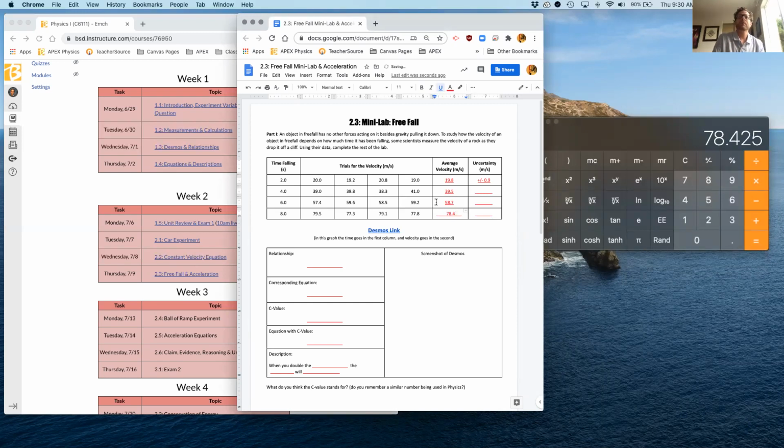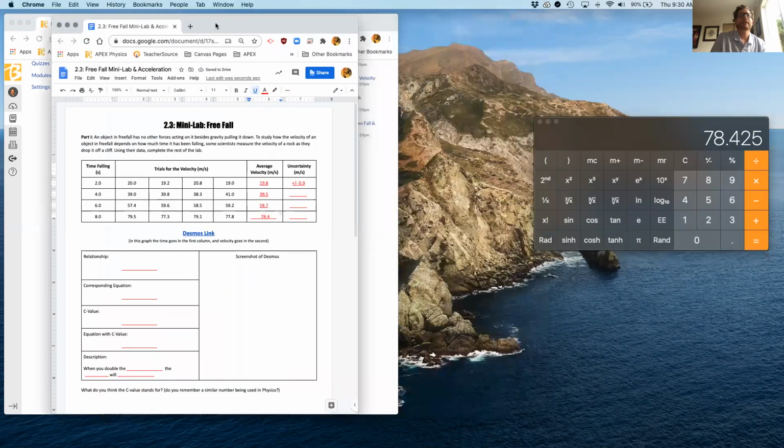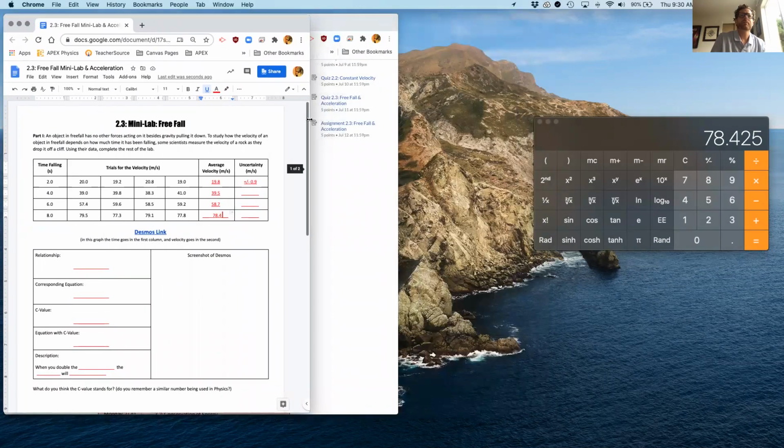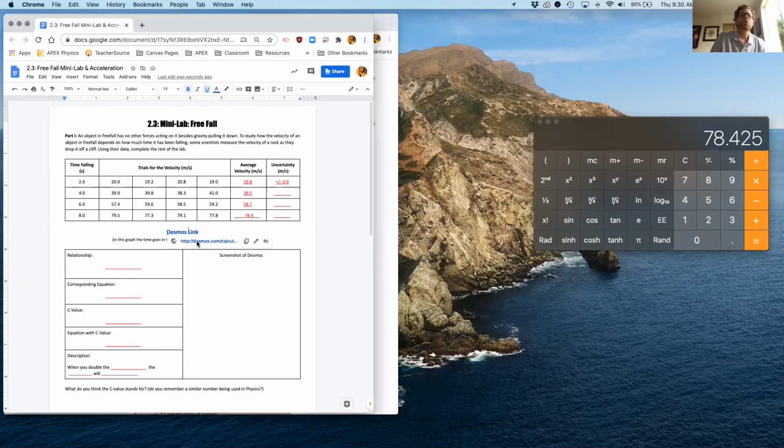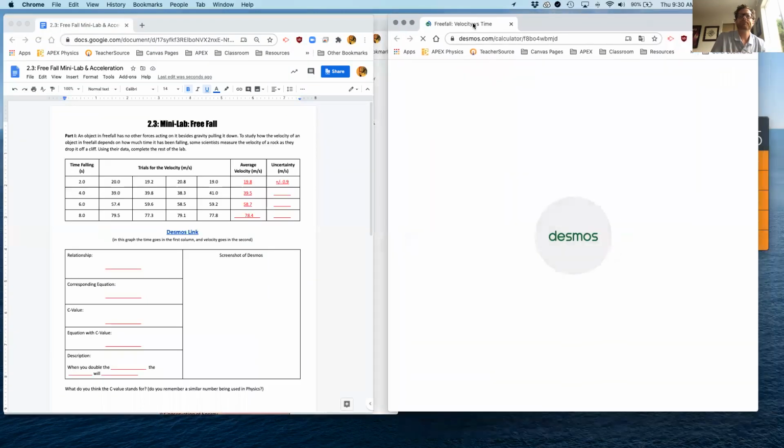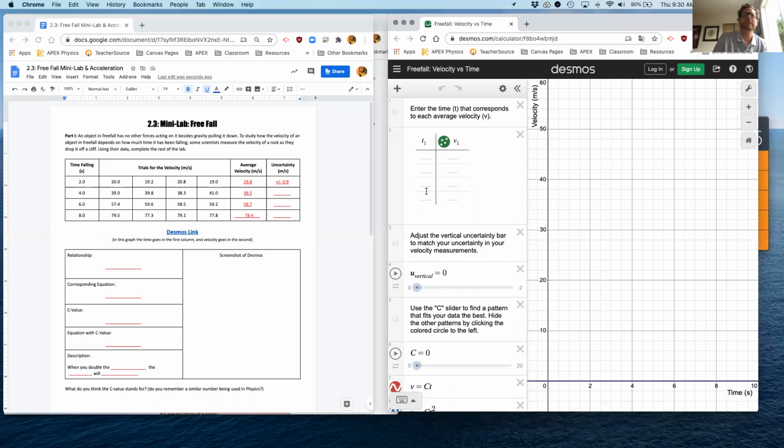Cool. So now I'm going to open my Desmos link. This is a little bit different, because before in Desmos, we would always put the independent variable here and the dependent variable here. Well, here's an exception. Whenever there is time involved, time is always going to be on the x-axis, okay? And actually that's how this is set up. So my time falling is 2, 4, 6, 8. I got that from this right here.